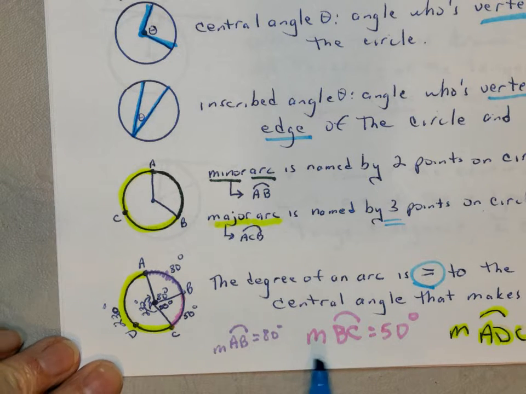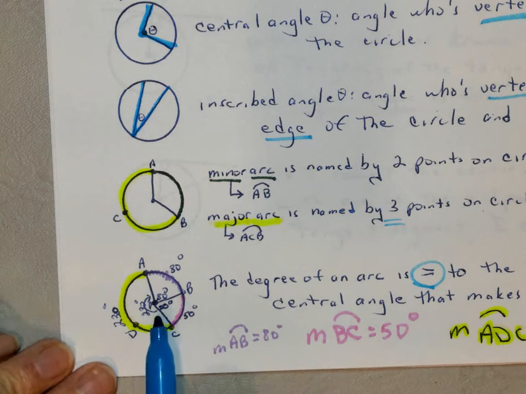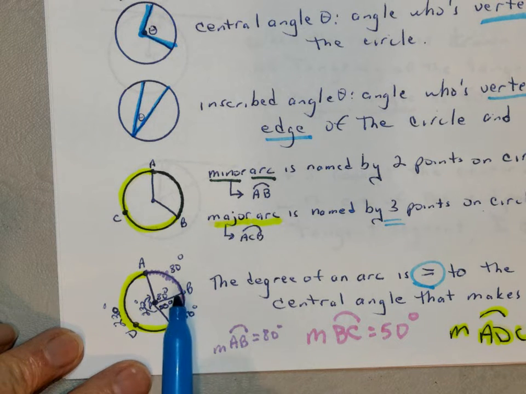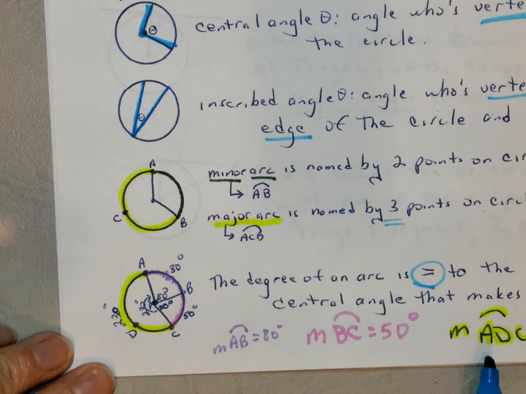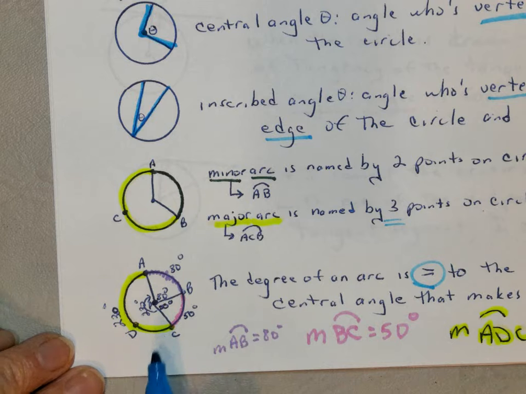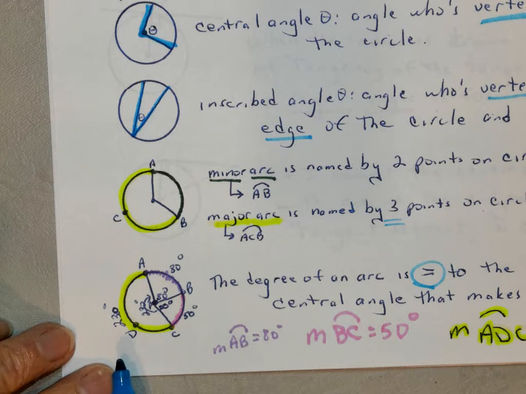We have the measure of arc BC. Well, that is 50 degrees inside the central angle, so the arc is 50 degrees. So if I know that the arc is 50 degrees, I will also know that the central angle is 50 degrees. Now, the major arc ADC, this is the major arc, is going to be 230 degrees.